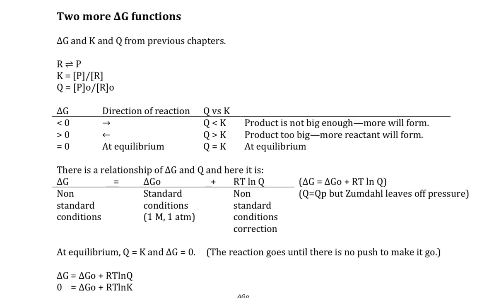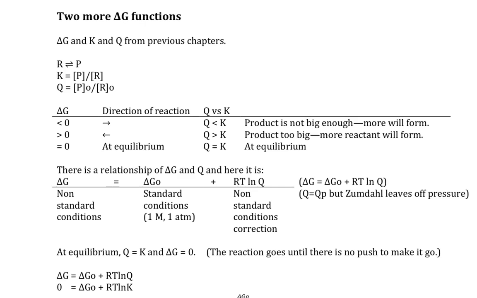Remember that visual we drew: if Q is less than K, we put it to the left side. It's going to go to K, so it goes to the right, towards products. If delta G is greater than 0, it's not spontaneous. It actually would be spontaneous in the other direction if we had those products as reactants. And if we think of that same visual, we would put Q on the bigger side of K so that when Q goes to K, it's going toward the left.